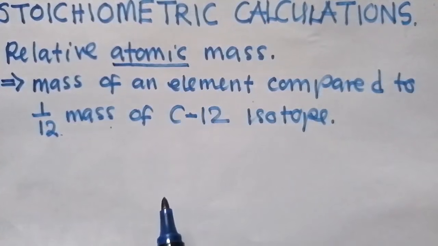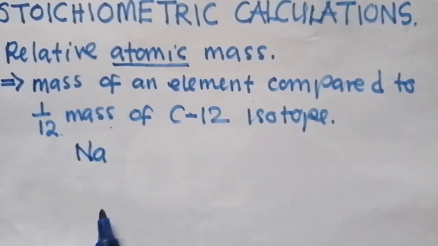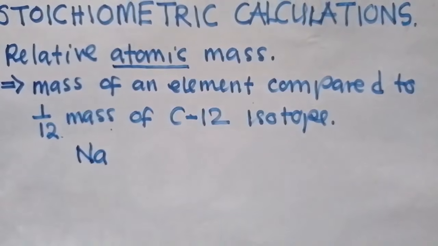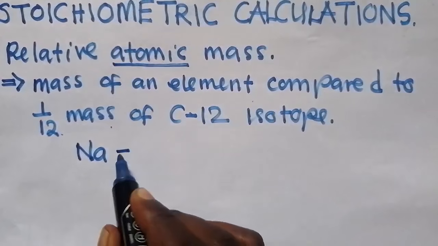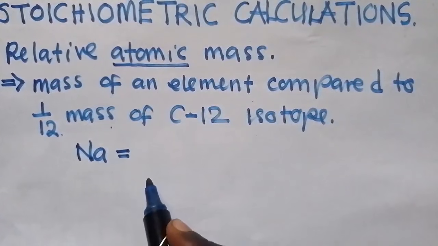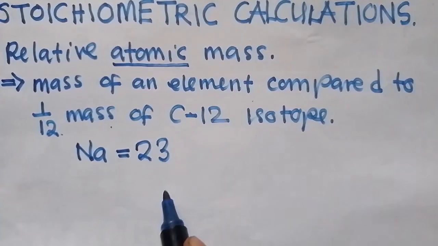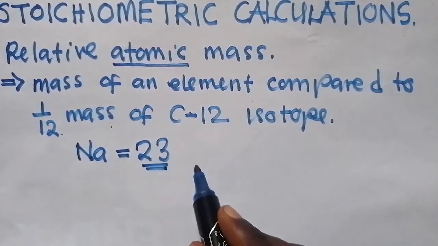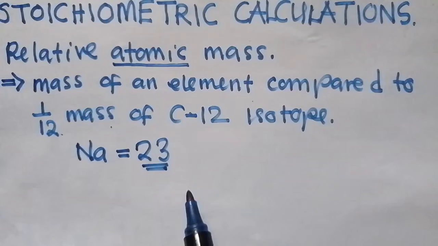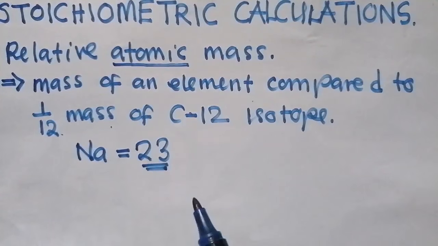For example, you can have sodium. If a question comes and you are told to find the relative atomic mass for sodium, what is the mass number for sodium? It is 23. So the relative atomic mass for sodium is 23. No units. The relative atomic mass doesn't have any unit.